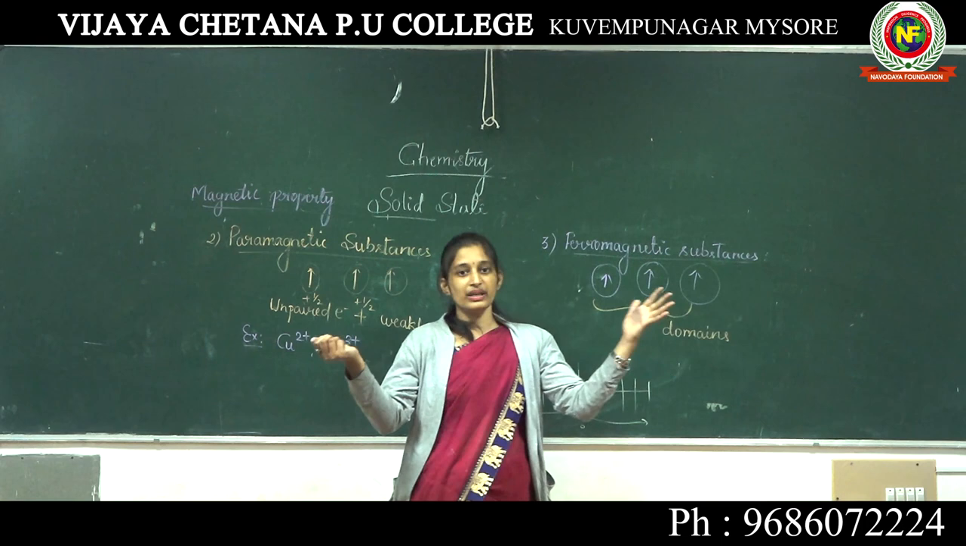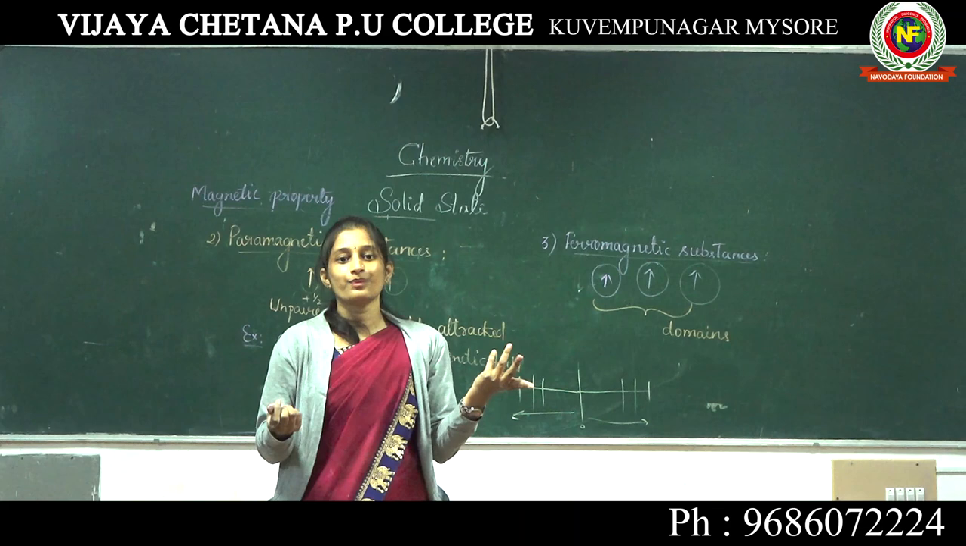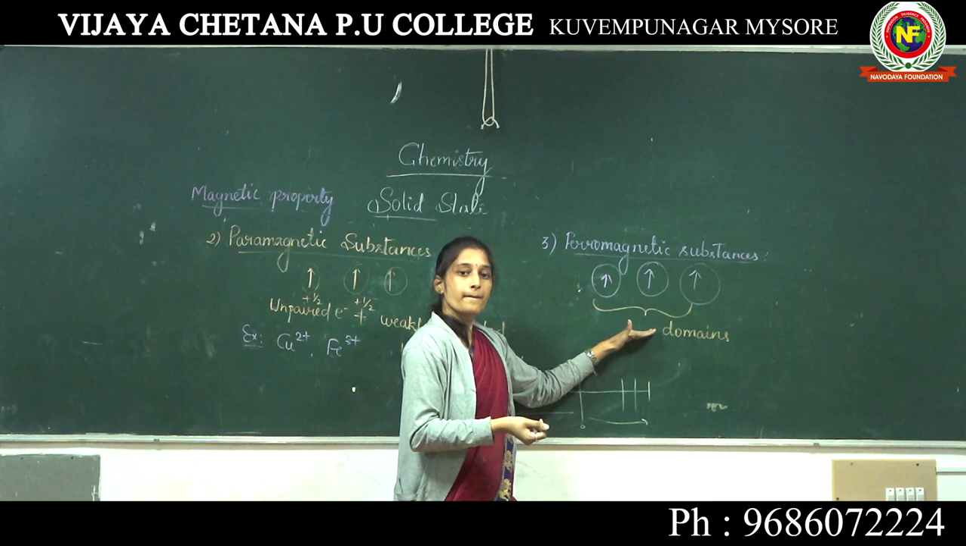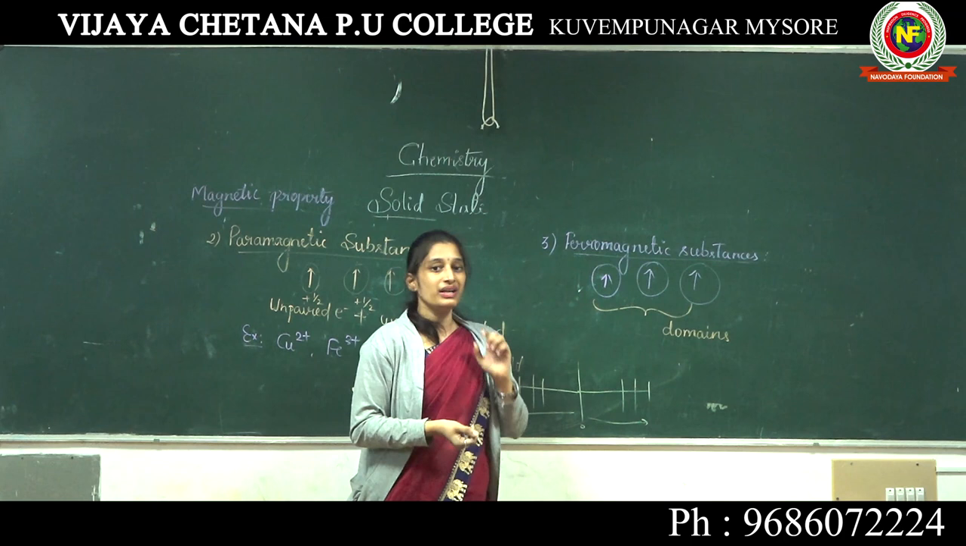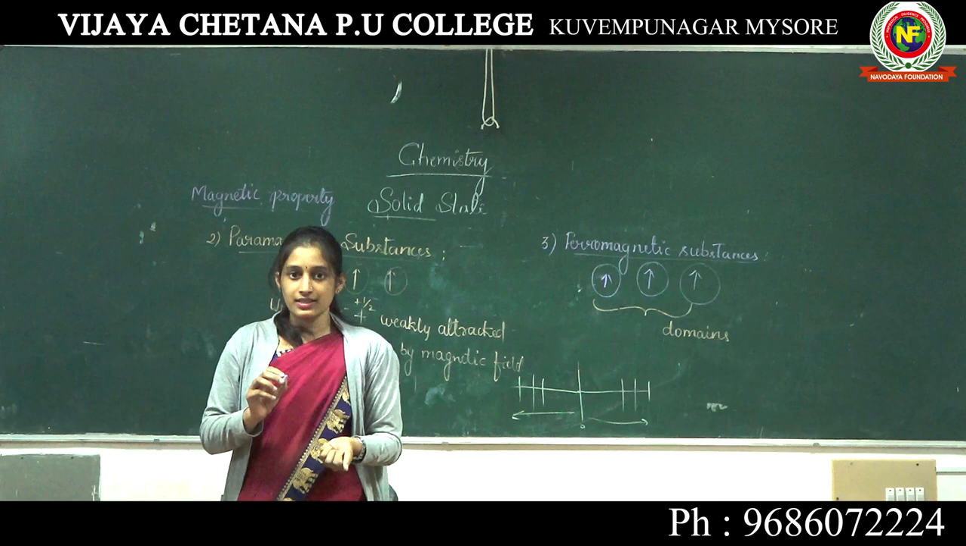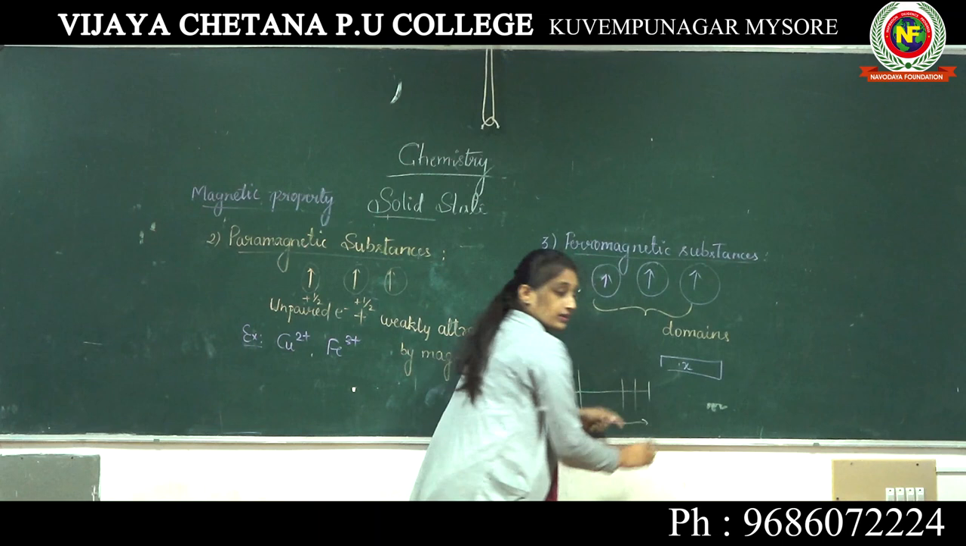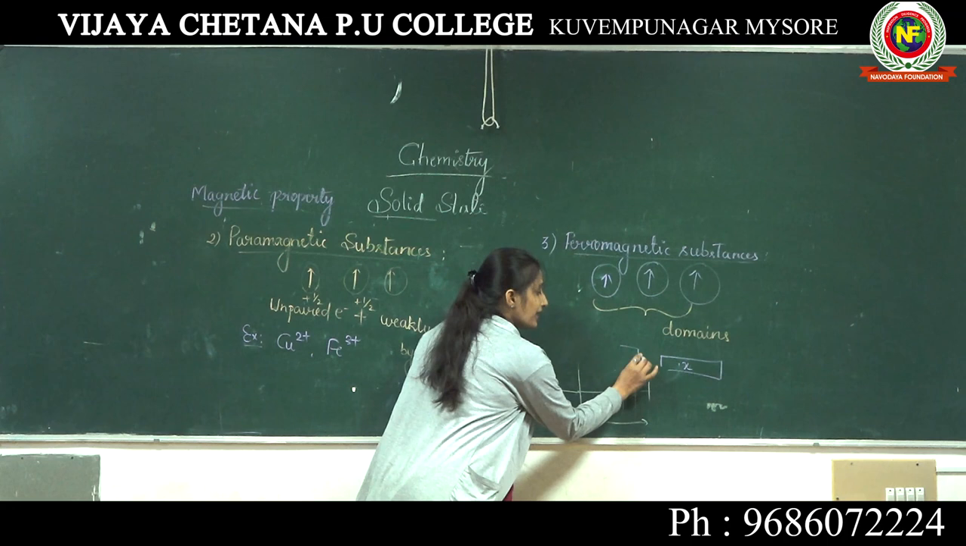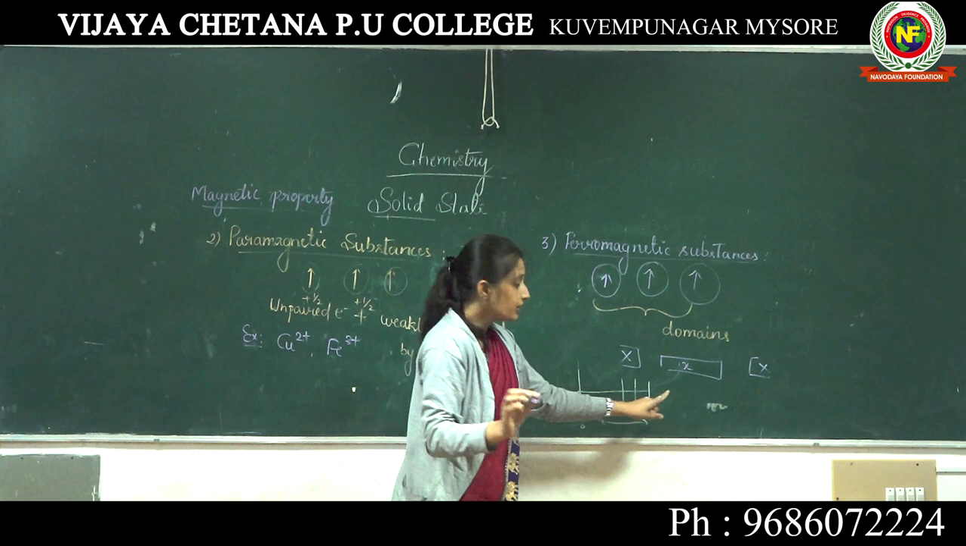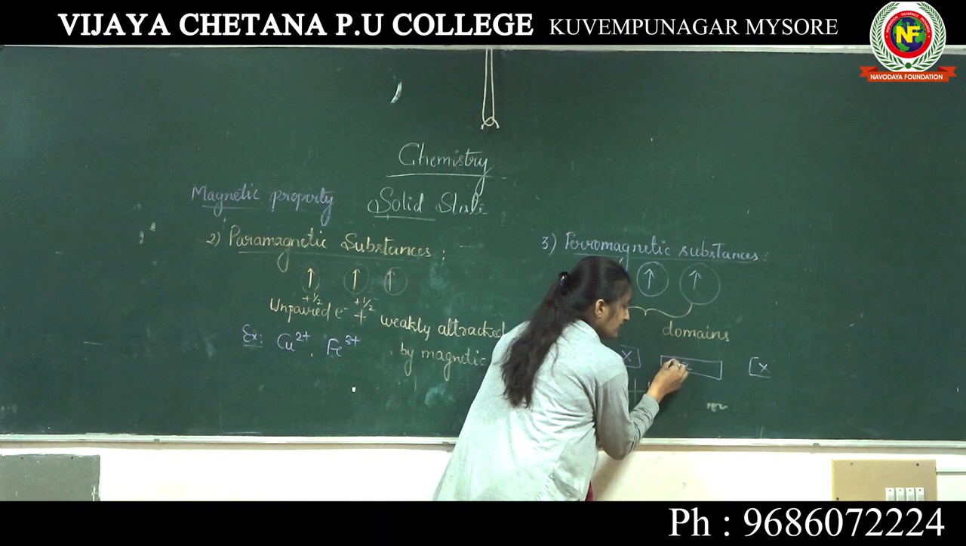Understood? India is a big country. Within that India, all India means only one thing? No. There are different languages, different states. Same thing here also. Small, small units of unpaired electron, we call them domains. Here, in solids, see, one substance is there, substance X. This substance is an example for ferromagnetic substances. Now there is no bar magnet, nothing. Now, how are the domains inside this? The domains are randomly arranged.